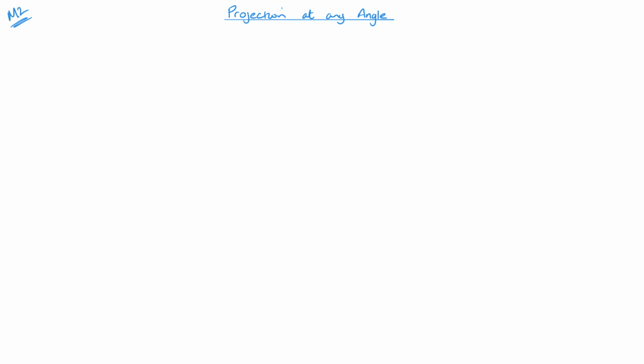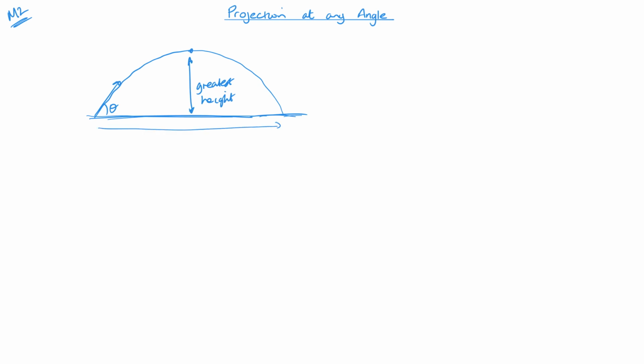Welcome to this M2 video on projection at any angle, part of projectiles. What we're looking at here is when we have an object that is projected at an angle, let's call it theta, and then it's going to make a nice path like so. We'll be looking at things like the greatest height, the range, or that horizontal displacement, and kind of anything in between.